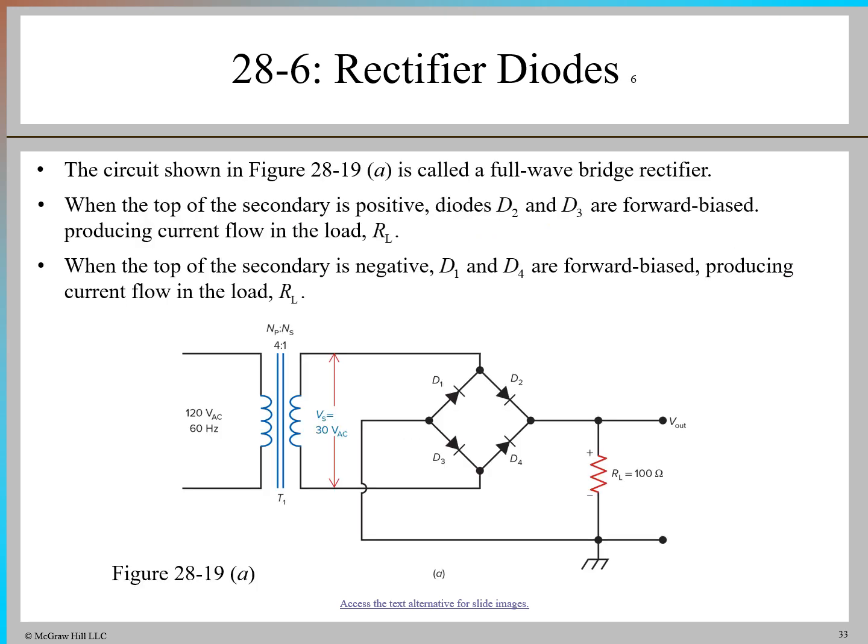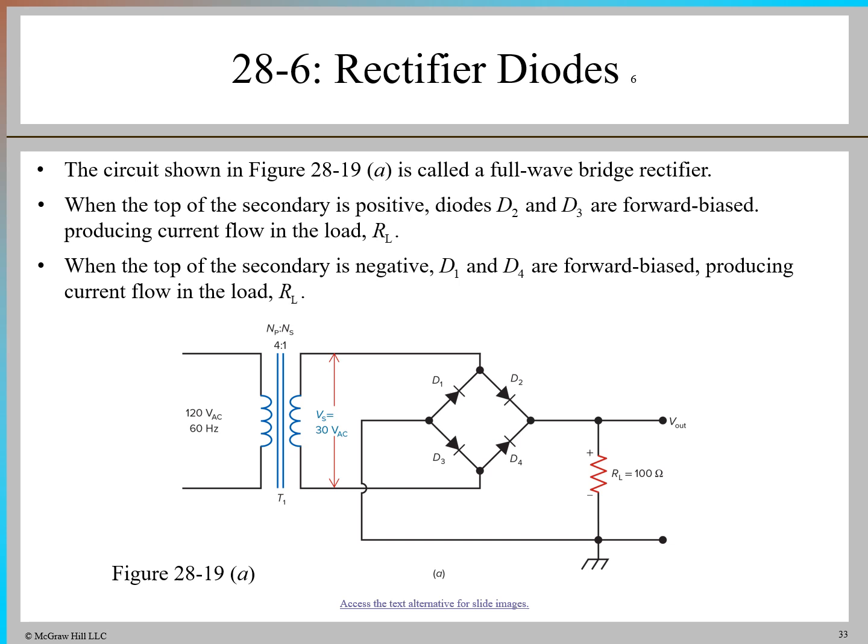In the full-wave bridge rectifier, the step-down transformer T1 provides the secondary voltage as well. When the top of the secondary voltage is negative, diodes D1 and D4 conduct, allowing current to flow through the load resistor R sub L. Diodes D2 and D3 are reverse biased and do not conduct.